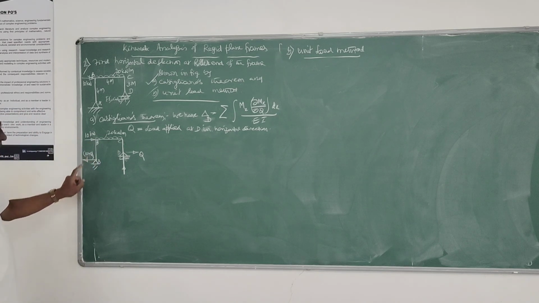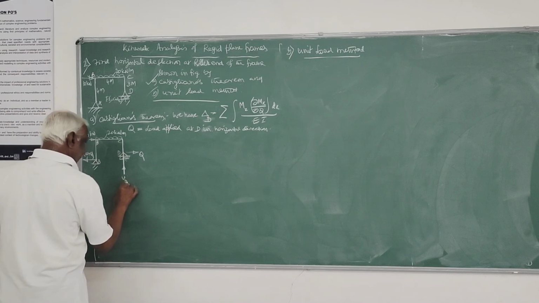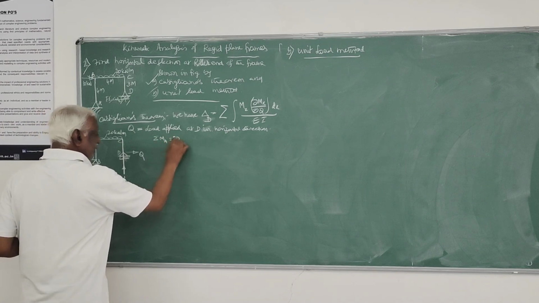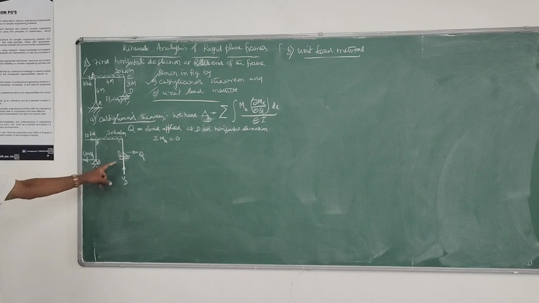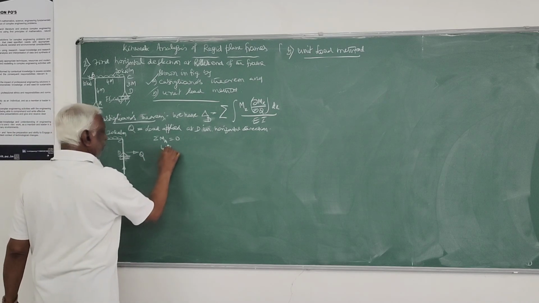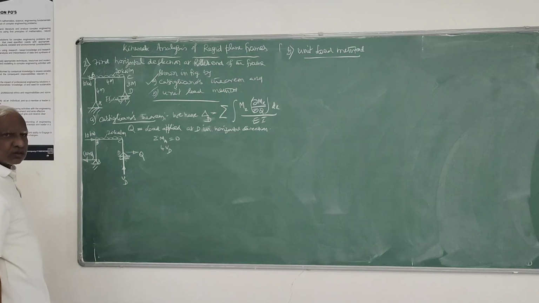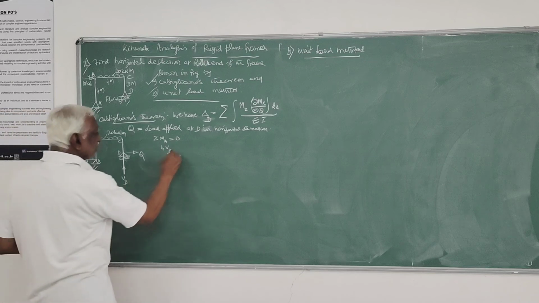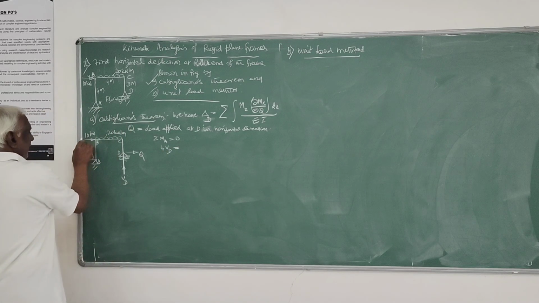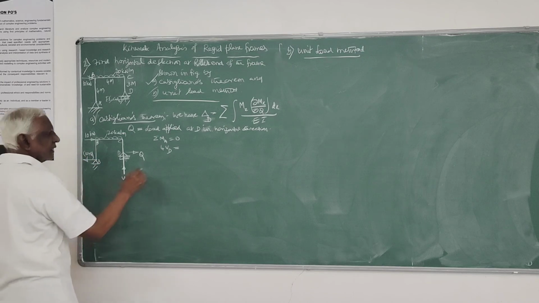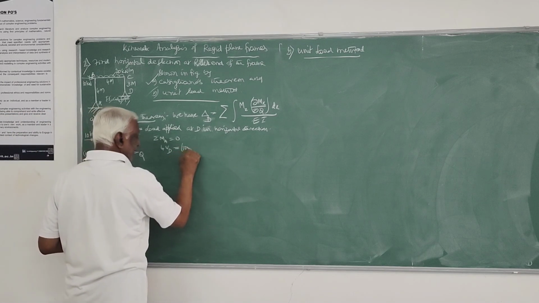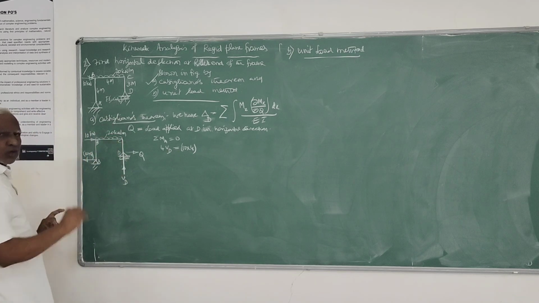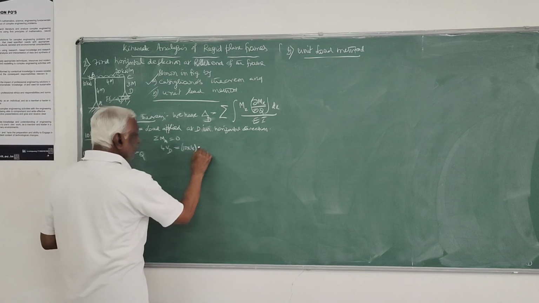You take moment about A. For this vertical reaction V_D, if you take moment about A, then you will get V_D into 4, which is in the anti-clockwise direction, 4 V_D. These are all clockwise, so that is equal to: due to this, 10 into 4, 40, clockwise. Then 20 into 4 into 4 by 2, that is 80 into 2, 160.